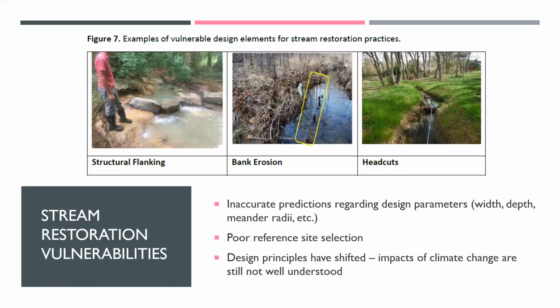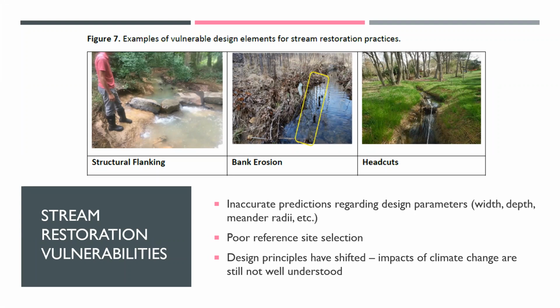So, when it comes to stream restoration, I mentioned the structural elements. There's been some work, granted it's a little bit dated at this point, from back in about 2000, and the profession has evolved quite a bit since then. But 20 to 30% of those structural techniques have been shown to experience some degree of damage or loss of function over time. A lot of that is due to design issues up front, right? Inaccurate predictions regarding the design parameters, things like the width, depth, the radius of the meander, or maybe poor reference site selection.